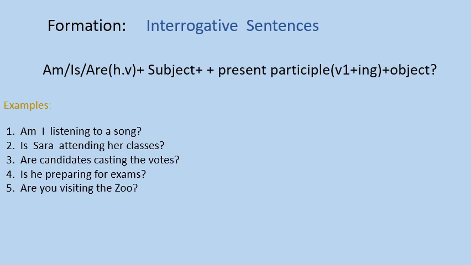Formation for the interrogative sentence. We use in the beginning of sentence helping verb am, is, are according to the subject. Then we use subject, then present participle form, and then object. At the end of sentence we use the interrogative sign.